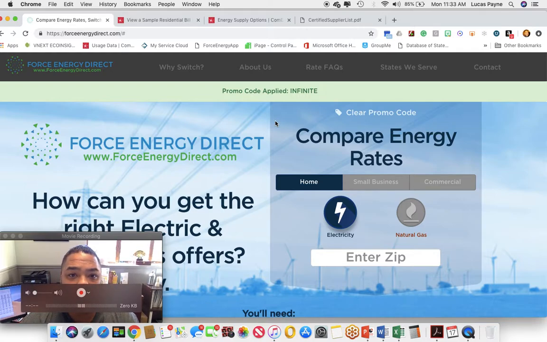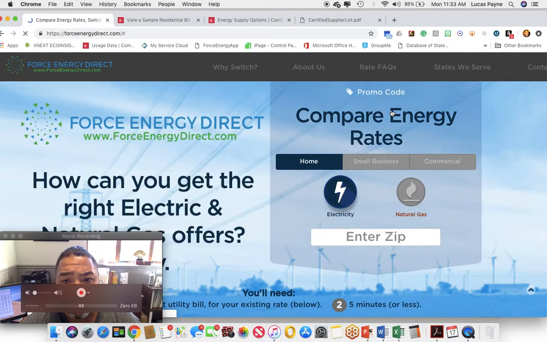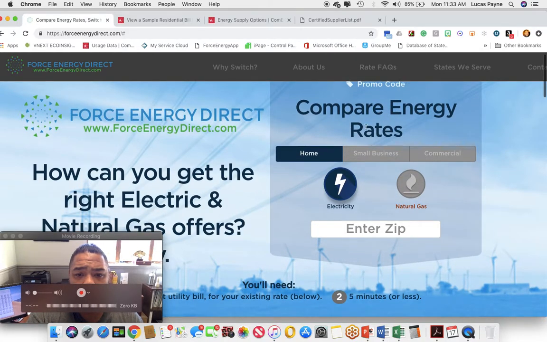And again, there are other ways to track this if you forget, but use your own link, or please use the promo code system here. And of course, you can clear that promo code if you typed it in incorrectly or if you're not sure. The next thing you'll notice here is we have home, business, or commercial.